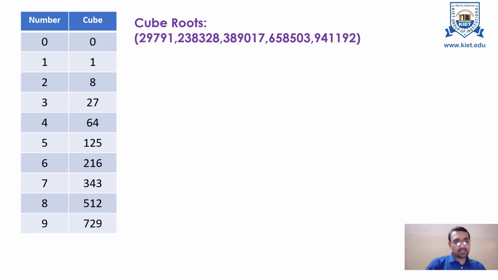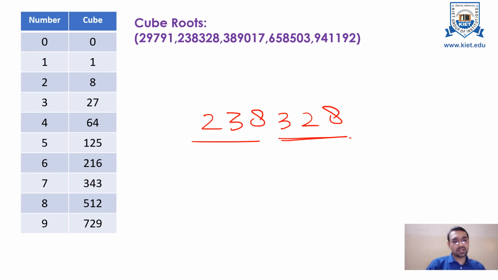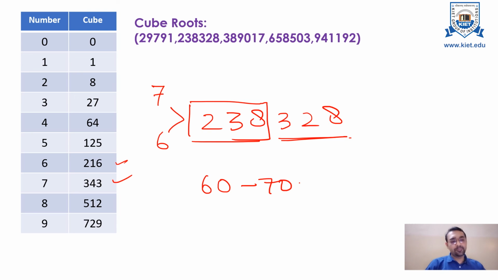Next try to find the cube root of 238328. Again we will leave just the last three digits. Now we are left with 238. This 238 will lie between the cube of 6 and 7. So the range of the number must be 60 to 70.